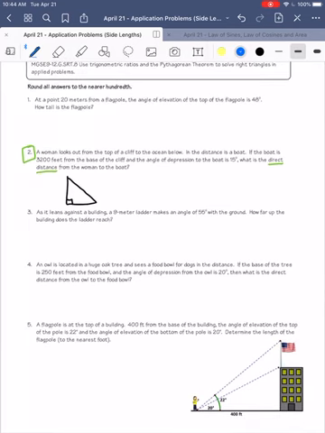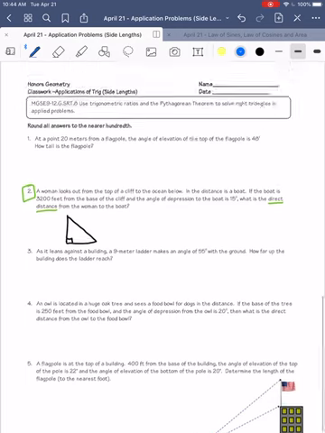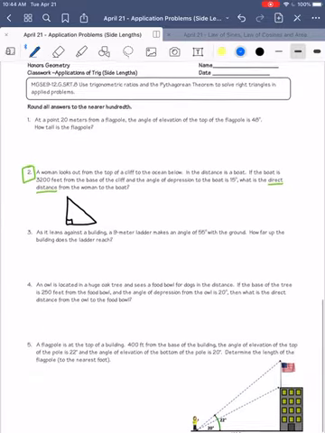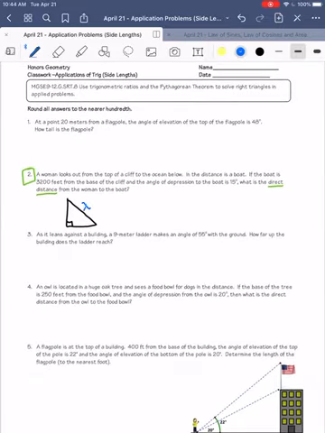I'm going to do number 2, and then y'all are going to do the others. It says, a woman looks out from the top of a cliff to the ocean below. In the distance is a boat. If the boat is 3,200 feet from the base of the cliff and the angle of depression is 15 degrees, what is the direct distance? I underlined direct distance because it is a word we did not discuss yesterday, but I just discussed it up here. Direct distance tells us we're looking for the hypotenuse, so that's what we're going to call x.